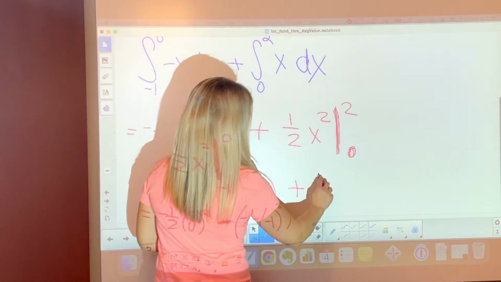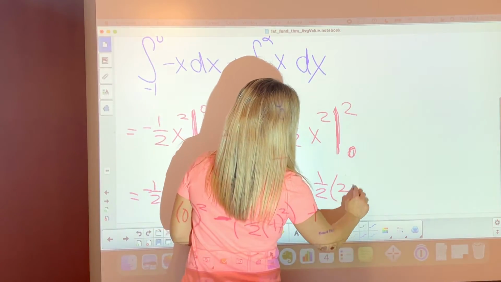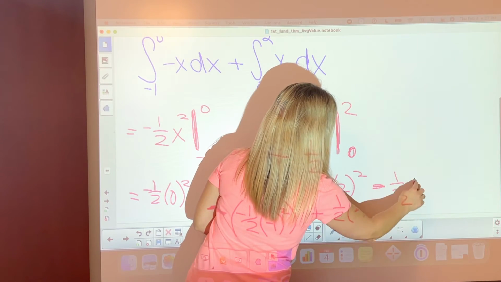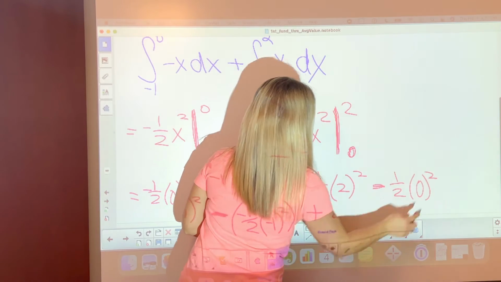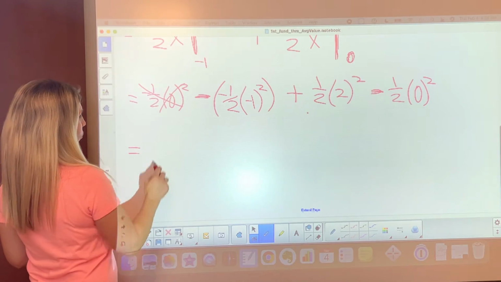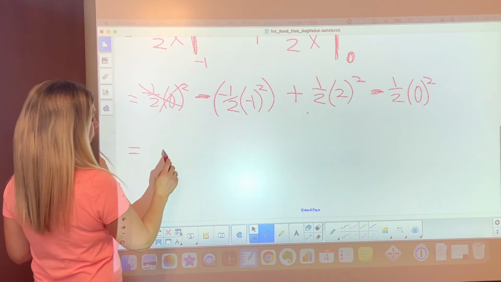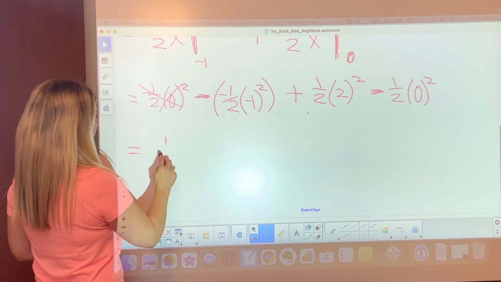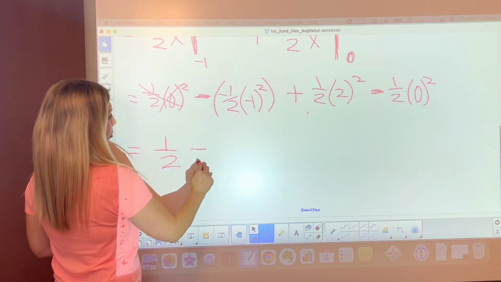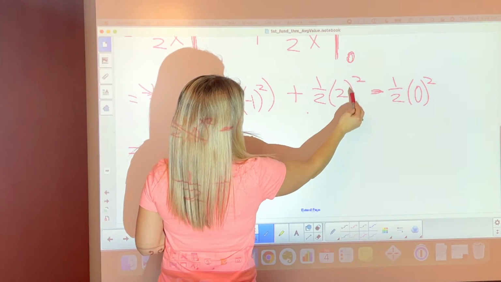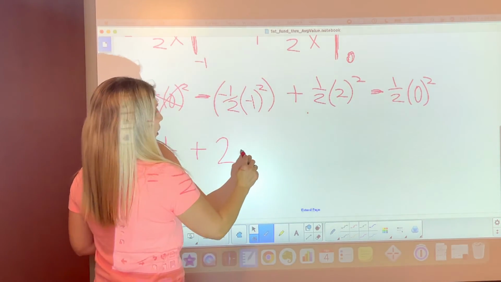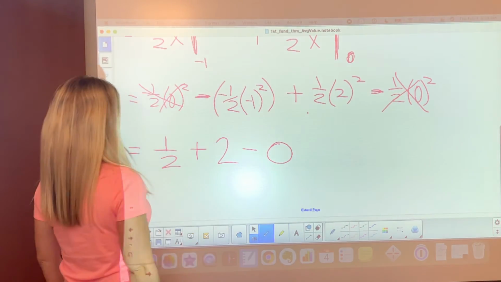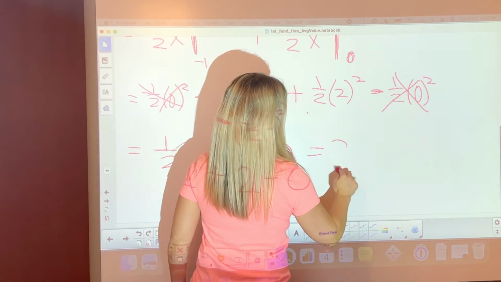Plus, now on this side, we have 1/2 2 squared minus 1/2 0 squared. So again, that piece drops. Negative times a negative gives you a positive, and -1 squared is positive. So we have a positive 1/2 here. Plus, 2 squared is 4. 4 divided by 2 is 2. Minus, and that whole piece drops out, and that's 0. So we have 2.5 as our final answer.